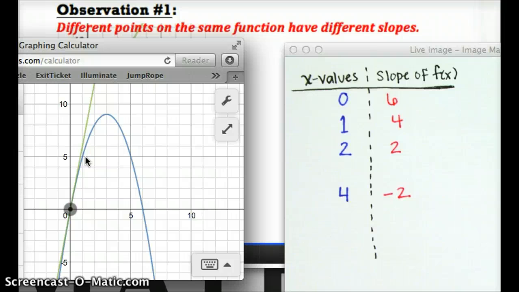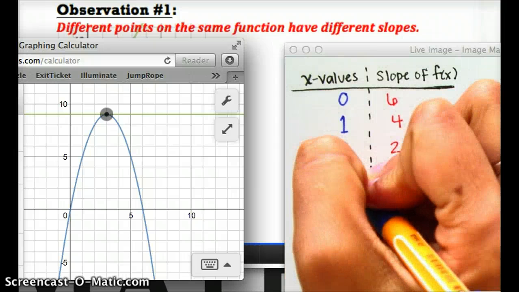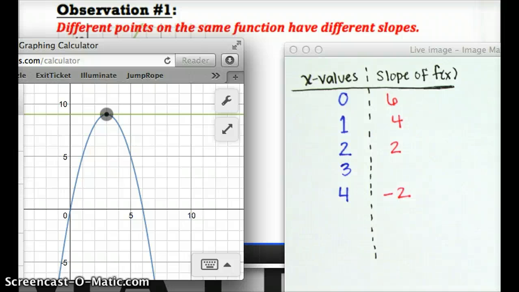And then I'll do the same thing for 3. And this is just an estimate. We don't really know. But if I go over all the way to 3, watch how the slope of the tangent changes. Well, that's pretty clear. That's definitely looking like at 3, the tangent line has a slope of 0.